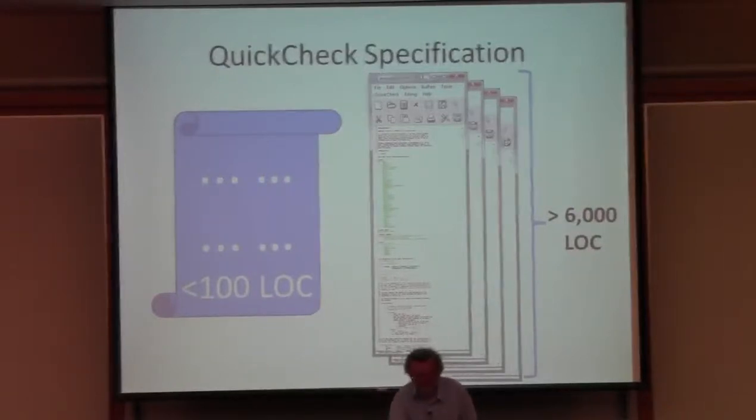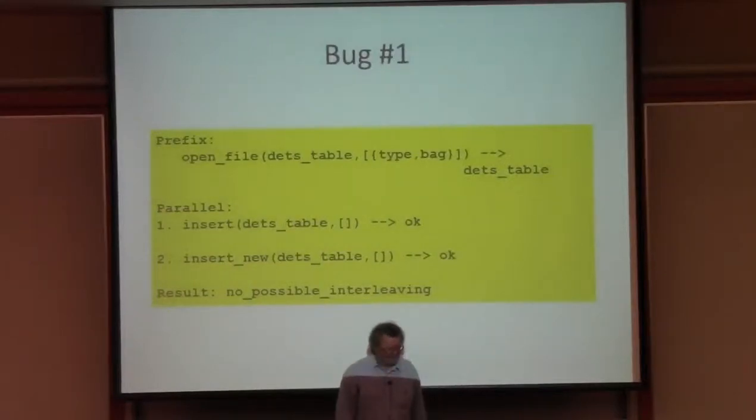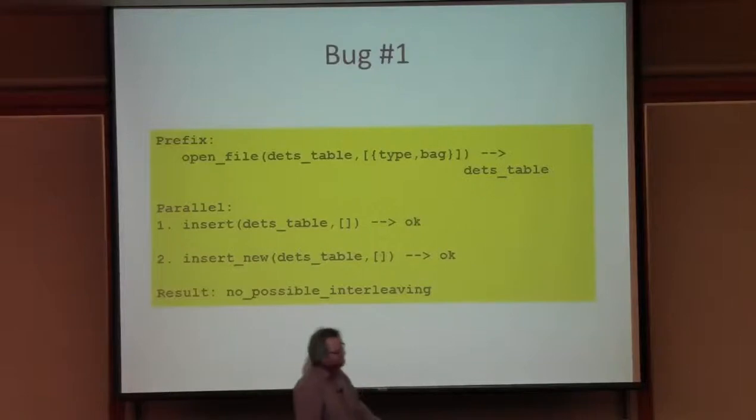OK, so I took dets, I wrote my simple model, I added the property that said test for race conditions, and within a few seconds, I found the first bug. I want to show you the bugs I found.